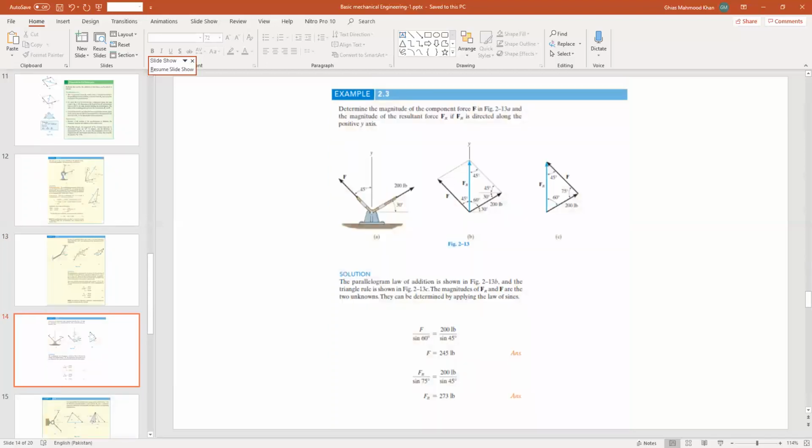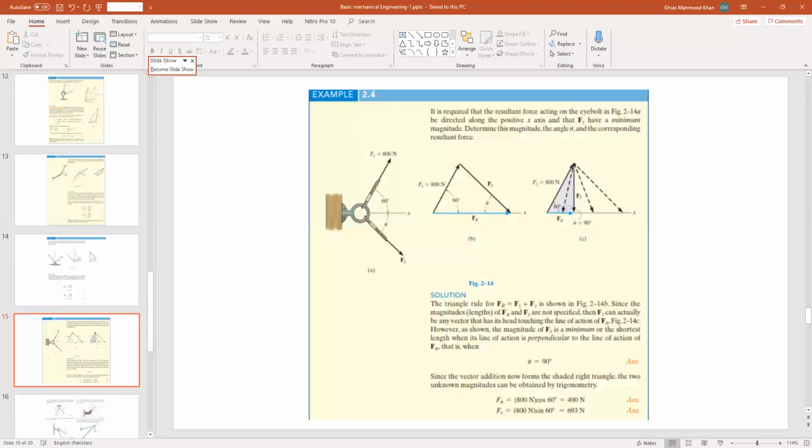This is example number 2.3. It's also similar, and you have to find F and F_R. All the angles are given. You will apply the parallelogram law, and using the law of sine you will get both of the results. And similarly, example number 2.4.